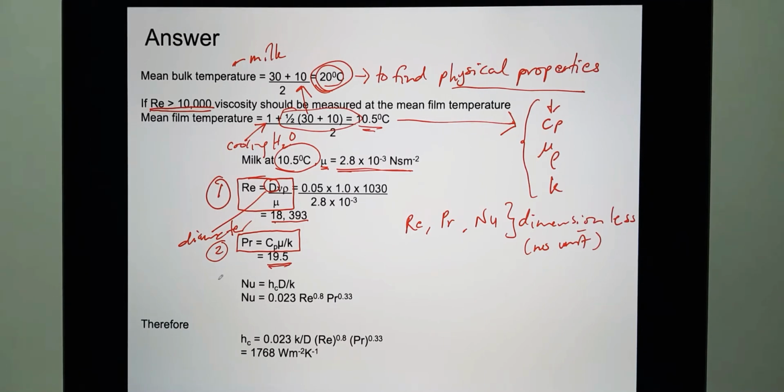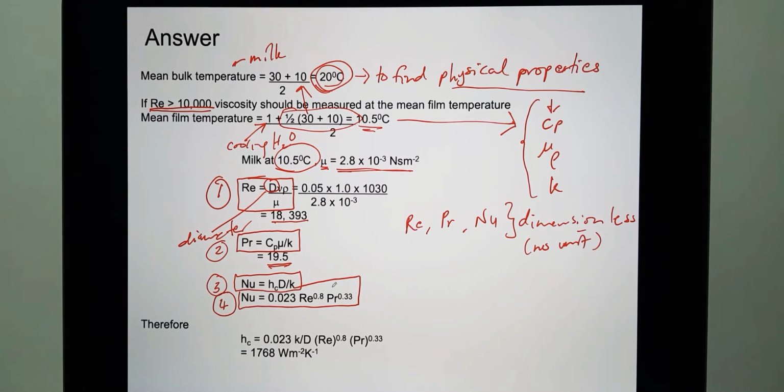And last but not least, you need to calculate the value of Nusselt. Nusselt equals hcD over K. This is the general equation of Nusselt, and this equation you need to know. But from the equation that you have selected just now, you know as well that Nusselt also equals 0.023 times Reynolds to the power of 0.8 times Prandtl to the power of 0.33.